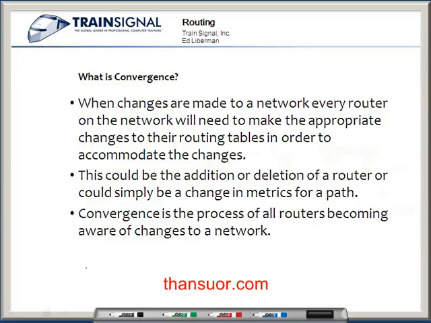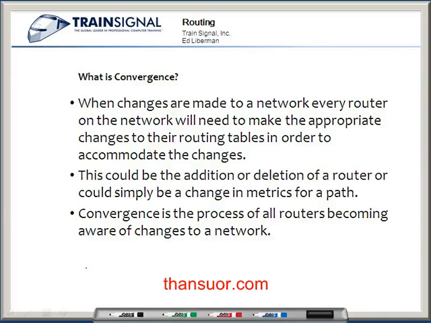So what is convergence? Well, when changes are made to a network, every router on the network will need to make the appropriate changes to their routing tables in order to accommodate these changes. Now, these changes could be the addition of a router, the deletion of a router, or it might just be some kind of a change in the metrics for a path. I mean, any kind of configuration change at all, well, it needs to be propagated to all the different routers in a network. So convergence is the process of all routers becoming aware of any change on a network.